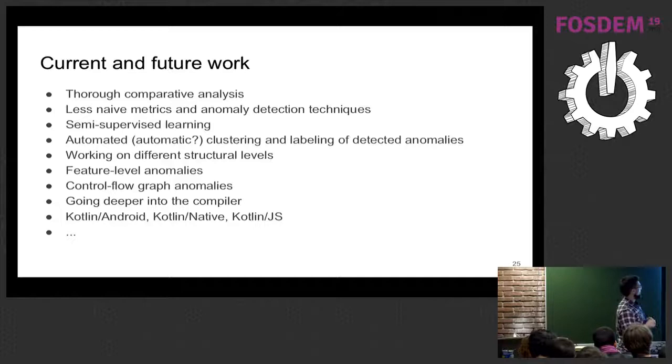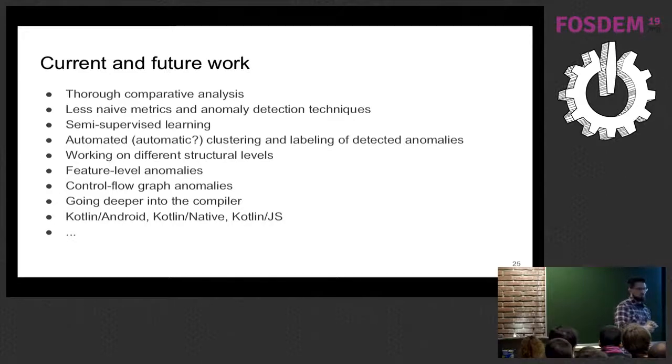So these were our initial experiments. Now we are trying different algorithms for anomaly detection and different code representations. Now we have some labeled data, and we are finally free to use semi-supervised learning, like active learning or some other fancy stuff. A lot of our pipeline is still made by hand, for example, clustering and labeling of the obtained anomalies, which should definitely be automated.